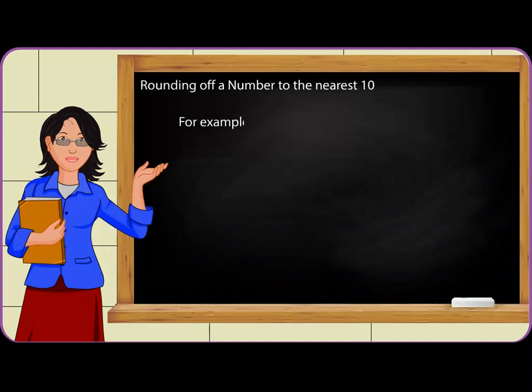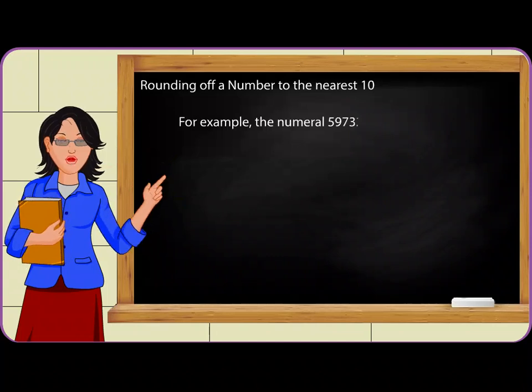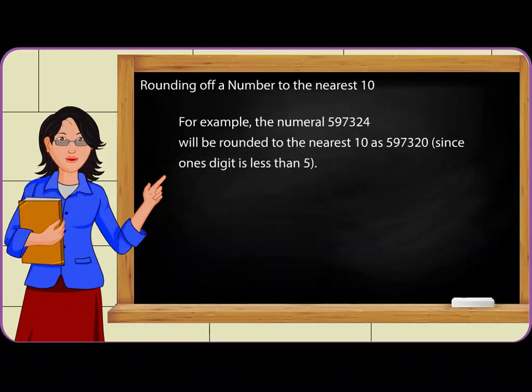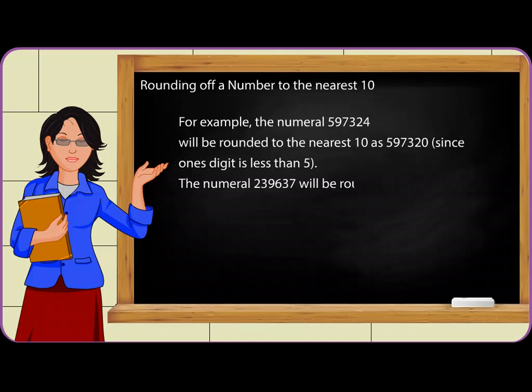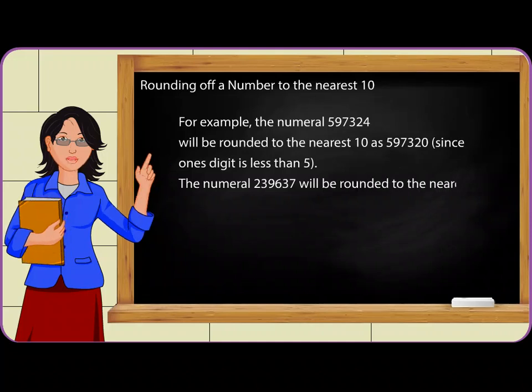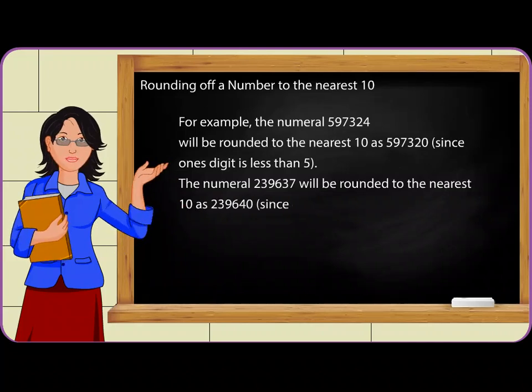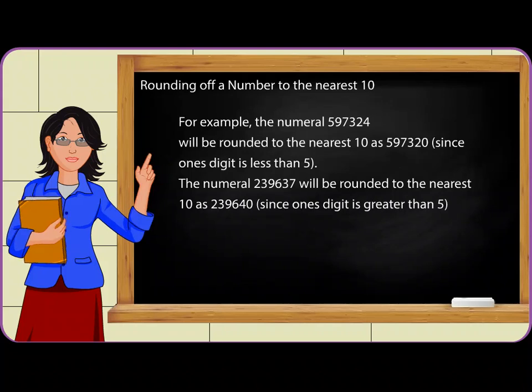For example, the numeral 5,97,324 will be rounded to the nearest 10 as 5,97,320, since ones digit is less than 5. The numeral 2,39,637 will be rounded to the nearest 10 as 2,39,640, since ones digit is greater than 5.